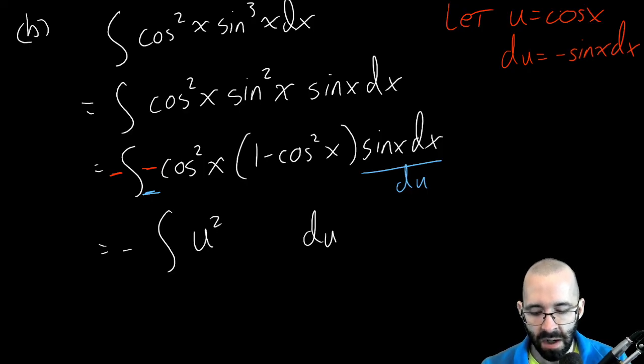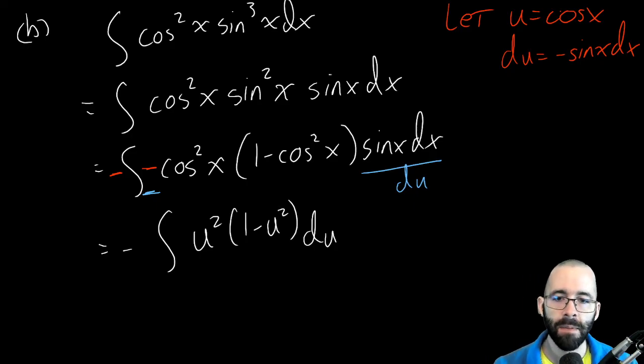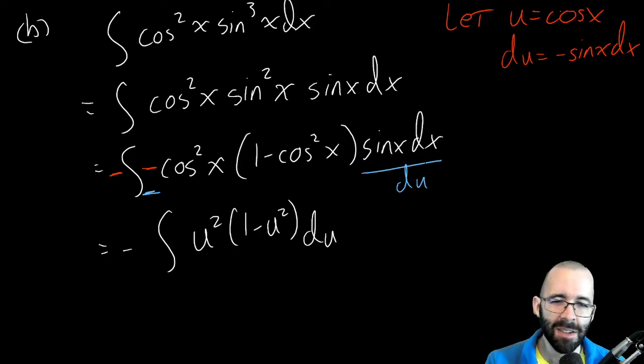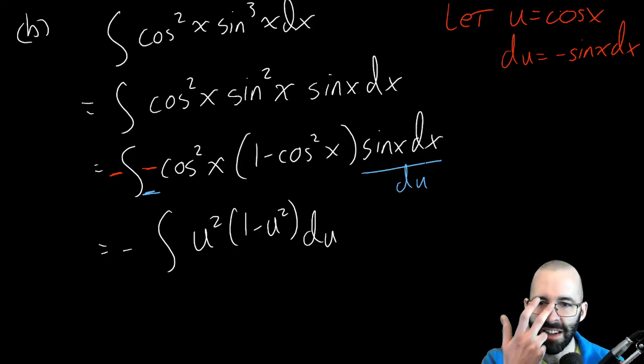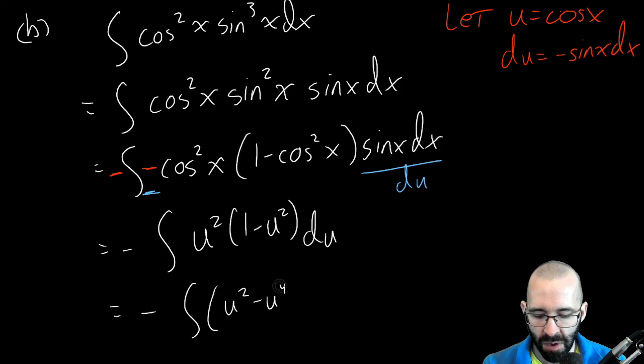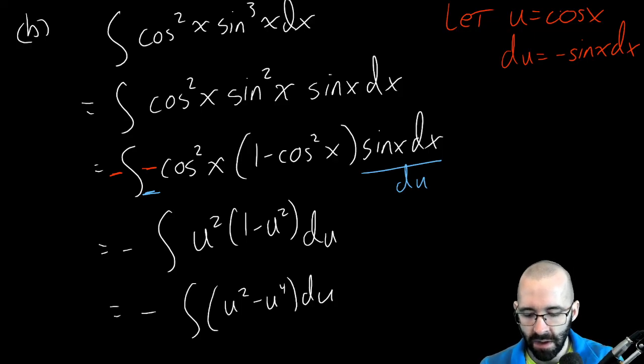Cosine squared is u squared. 1 minus cosine squared is 1 minus u squared. And now it's easier to simplify. We distribute the u squared. It's not that much easier to simplify, but it's a little easier. And we can evaluate. This becomes the integral of u squared minus u to the fourth when we distribute. And now we just use the power rule, and we're good to go.